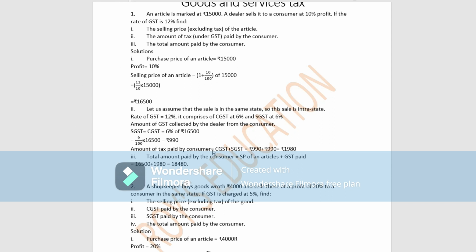And the third is the total amount paid by the consumer, which is the selling price of the article plus GST paid. So this GST will include CGST and SGST both. That means 16,500 plus 1,980, that will be equal to 18,480. So this is how you are going to solve the first question.